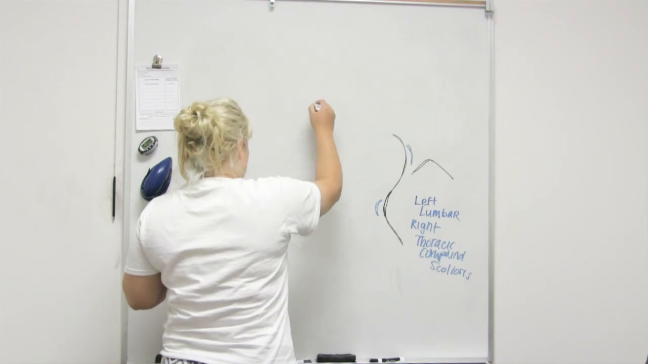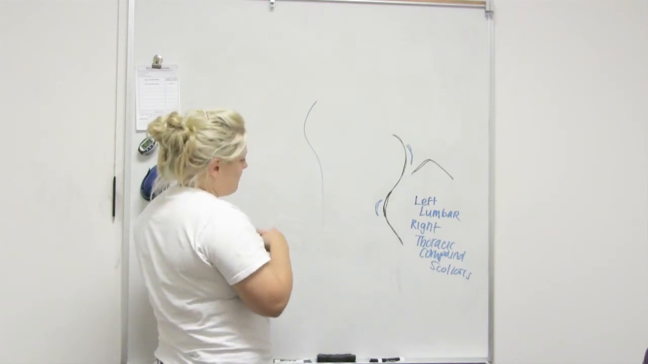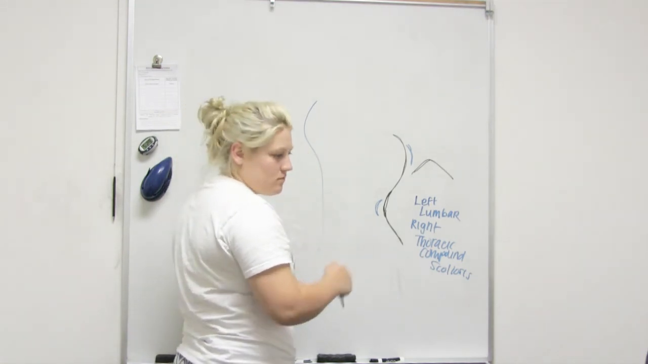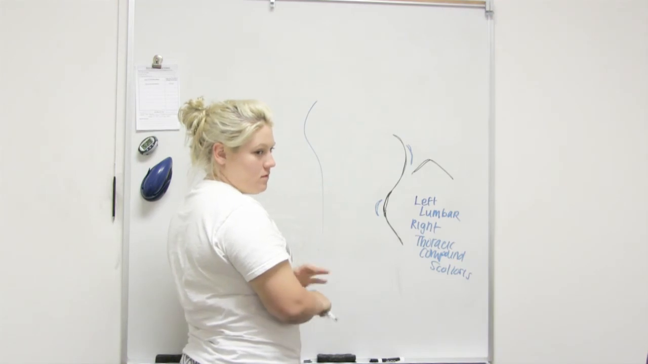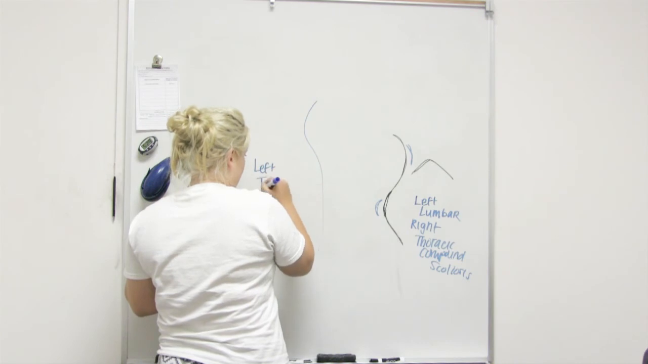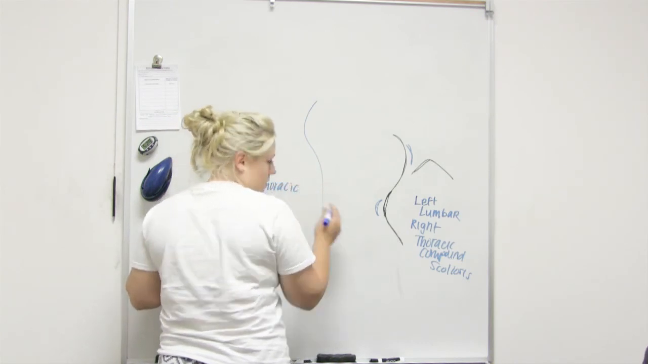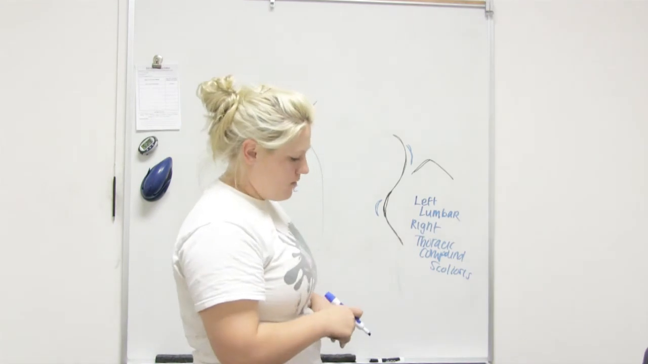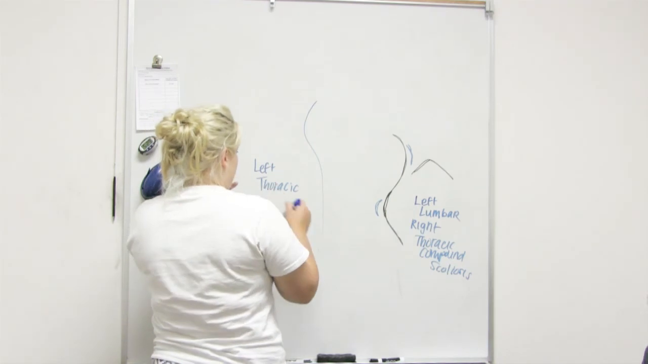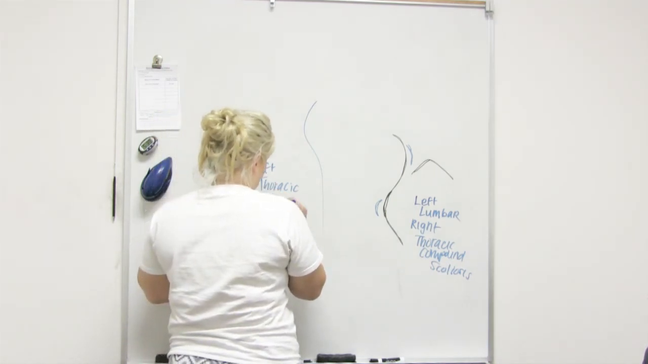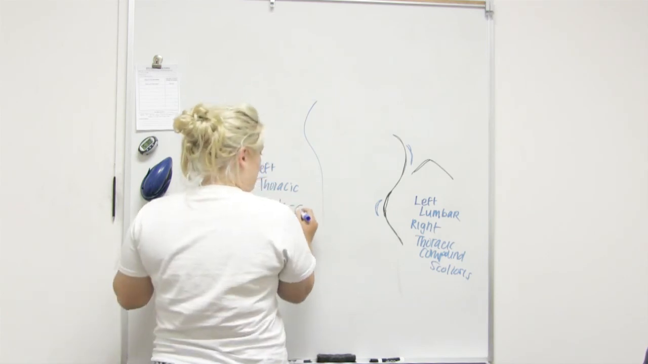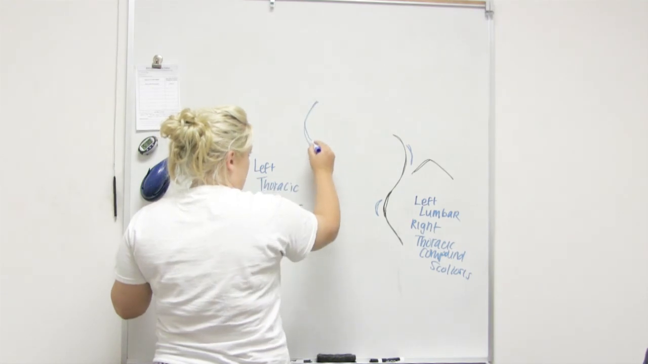So if it's just one, what's that? Name this one. Left thoracic, or is it up higher? Yep, left thoracic. We don't really do cervical. So left thoracic, and it's what we call simple scoliosis. So simple, or you could say C, and it's C because it makes a C, not because of simple.